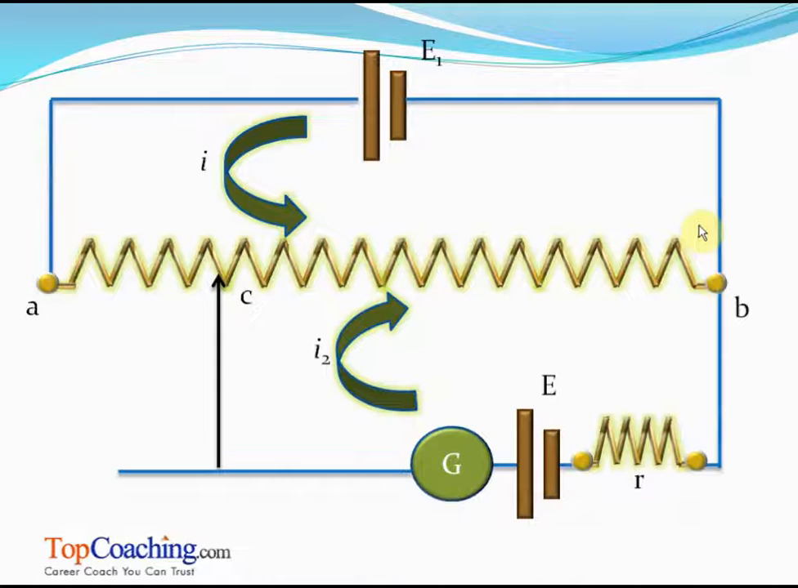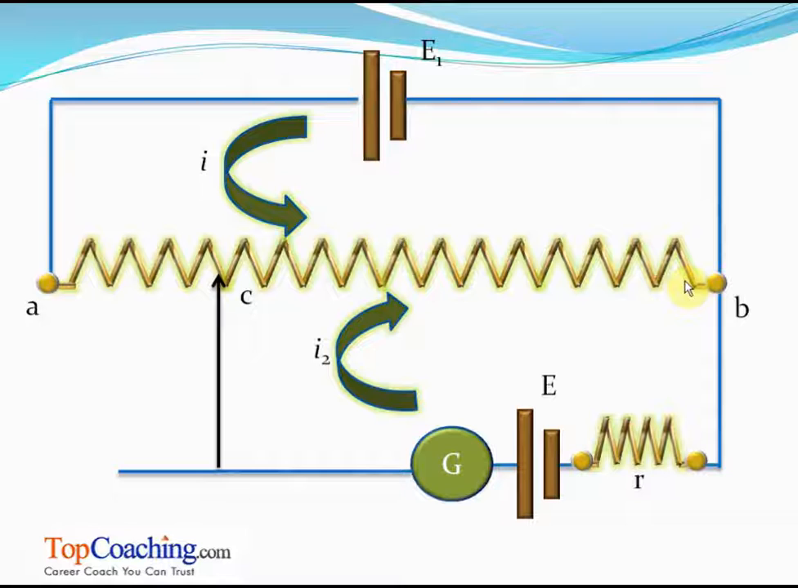Here's our potentiometer. As you can see, there's this battery E1, which is definitely the battery of the potentiometer. Its EMF is known. E is the battery whose EMF is not known. E is also the battery whose internal resistance is not known. So basically, in this second loop, we have connected a battery with an EMF E and an internal resistance small r, and we have to determine the EMF E also and the internal resistance small r also.